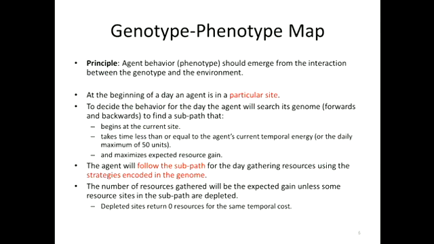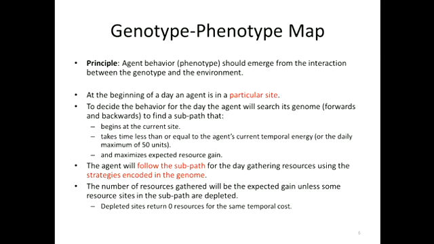Again, one thing that's sort of important is how does that genome then turn into behavior of my agent? So the way we do that, one of our principles, again, is we want some interaction between the environment and the genome to arrive at a phenotype, and we usually call that the genotype-phenotype map. Our mapping is pretty simplistic, but it still has some interesting properties.